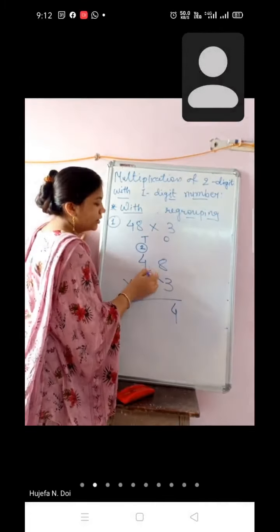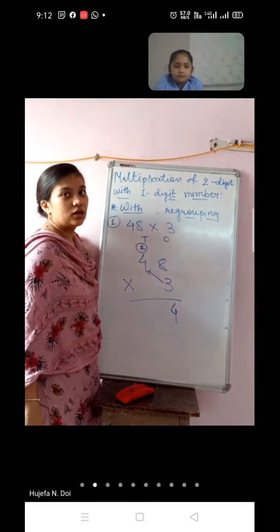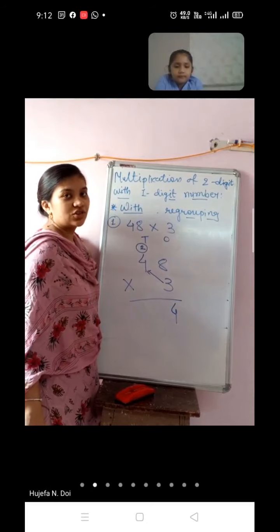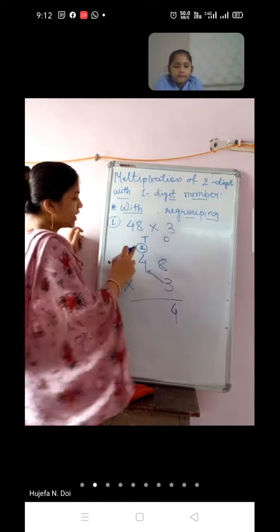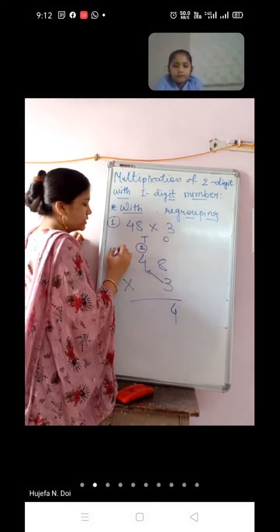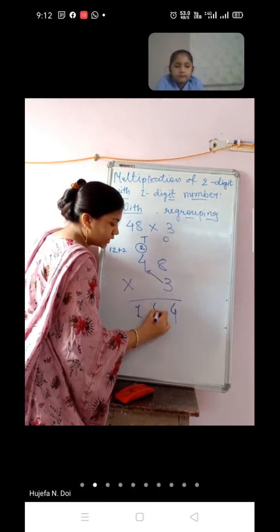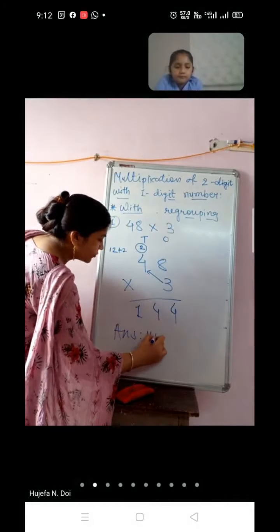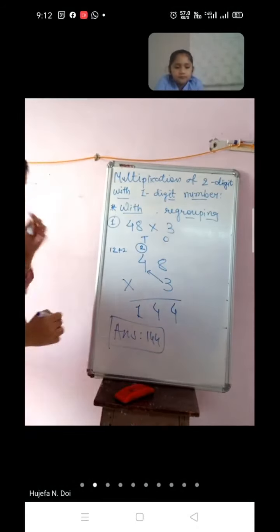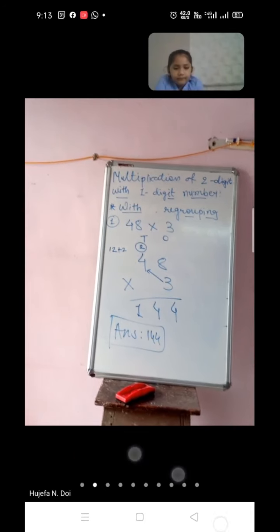Then 3 multiply by 4, 3 fours are 12. 3 ones are 3, 3 twos are 6, 3 threes are 9, 3 fours are 12. 12 plus 2, 14. So your answer is 144. Completed. There is one more place added, that is the 100 place.